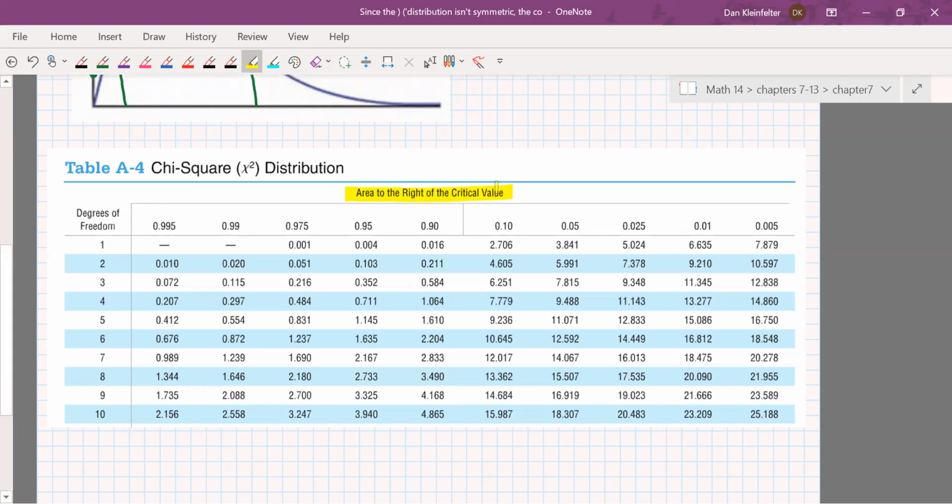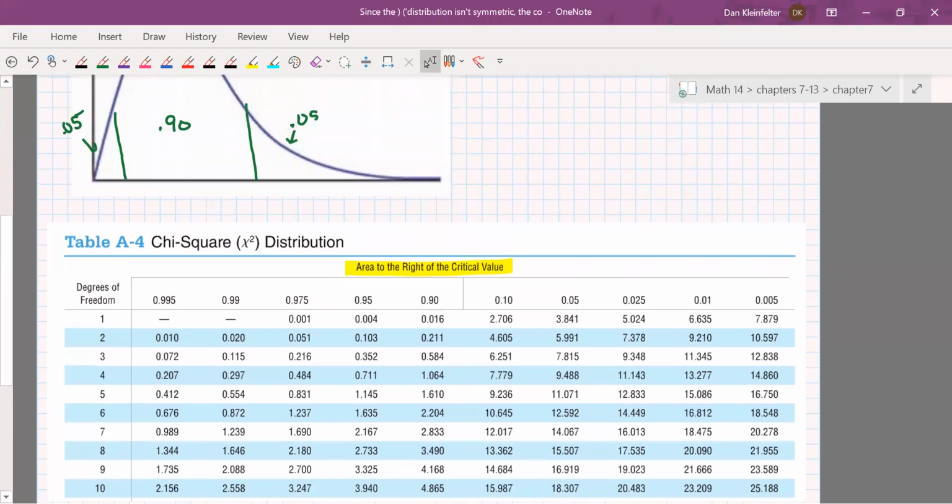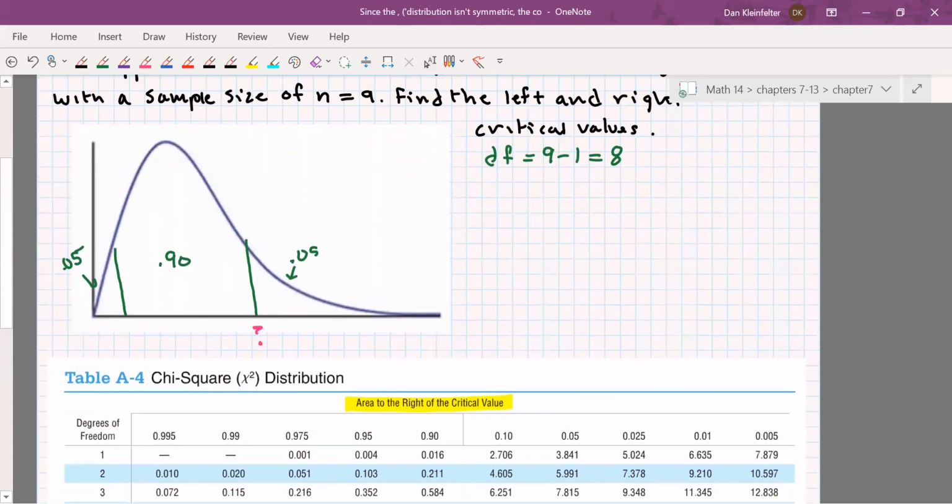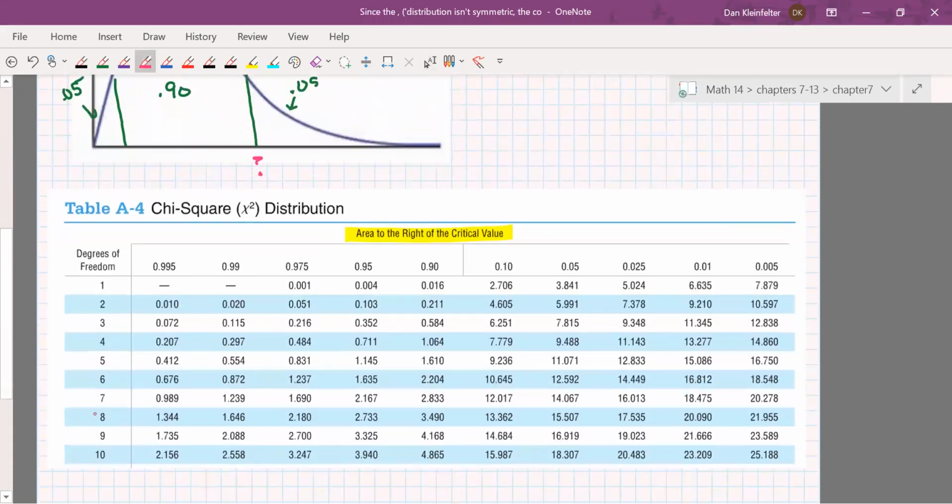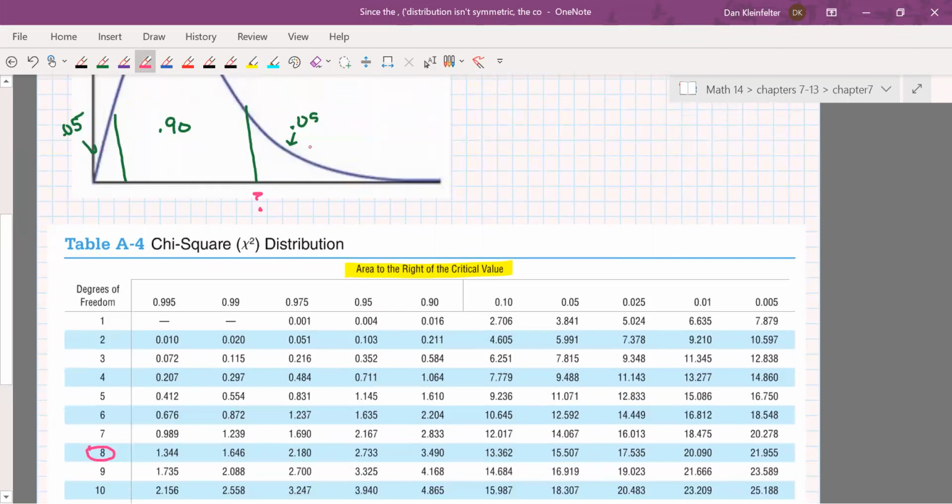So unfortunately, unlike our Z table, where we worked with area from the left, this one is always area on the right. So let's try. For our chi-squared right, we'll start with right because it's easier. Our chi-squared right is here. Our degrees of freedom is 8, so we'll look under the row 8. At this critical value, we should have an area of 0.05 to the right.